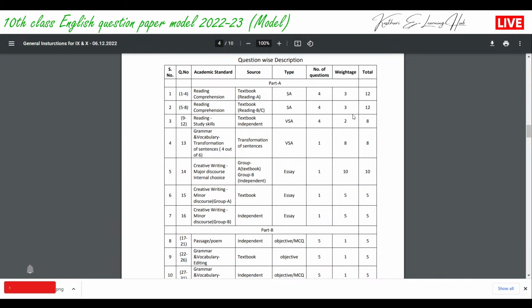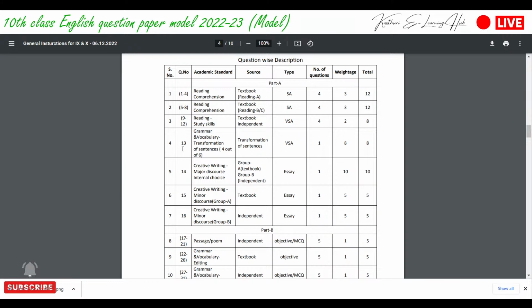Okay, here the same weightage, right? And then 9 to 12 you have the study skills. I told you the picture is given, or the pictographic representation of some data is given. A pie chart or a graph is given, and below that questions are asked. Okay, so that carries 8 marks.